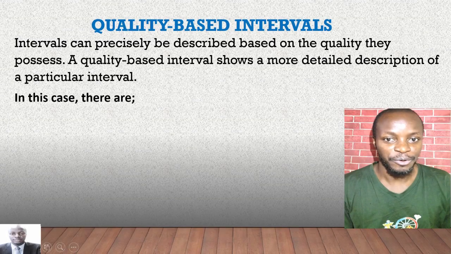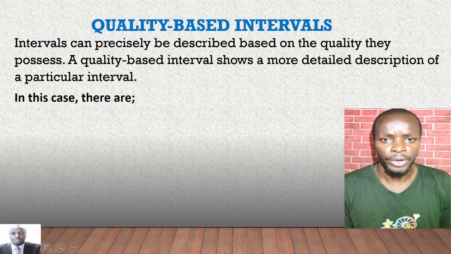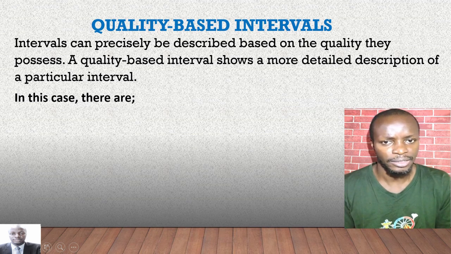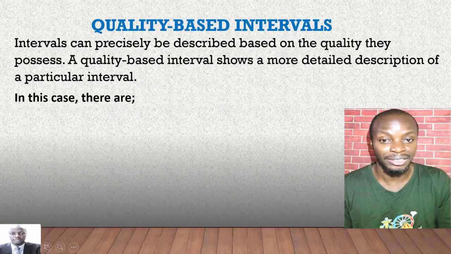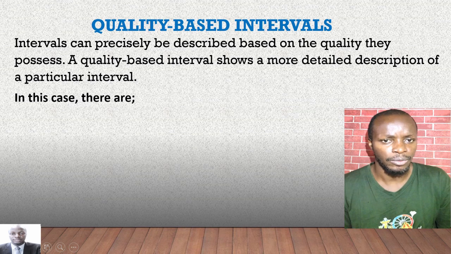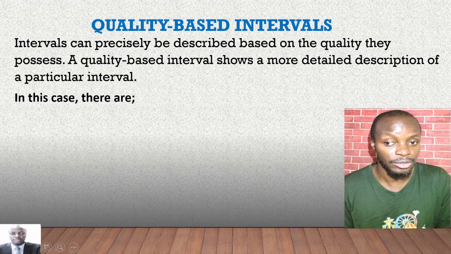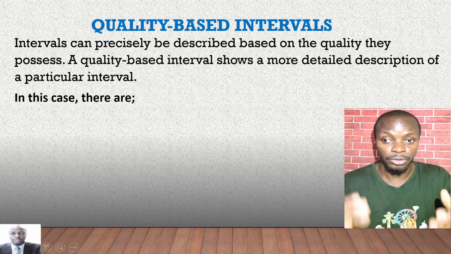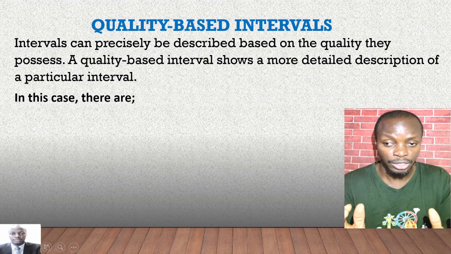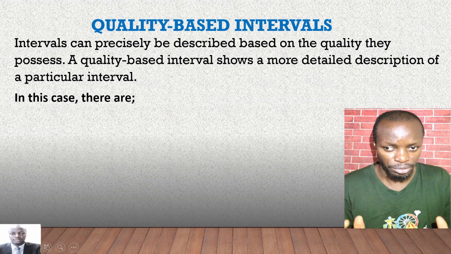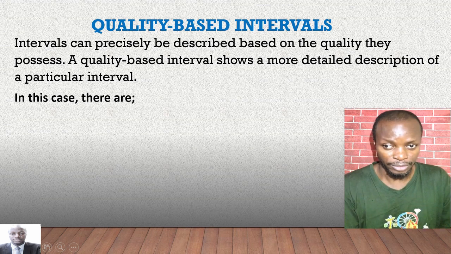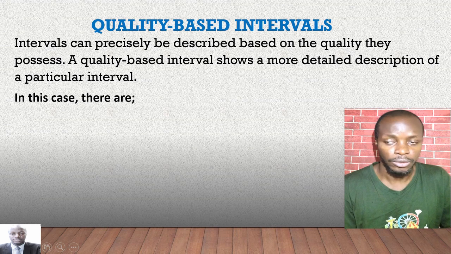Alright, let's talk about the quality-based intervals. We can describe an interval based on the specific quality it has, right? We can talk about the interval based on the precise and specific kind of size that we can find in between two pitches, right? This is no longer the number of notes or pitches between the two pitches. It's now the specific number of semitones that exist between the two pitches, and that is what the quality-based interval seeks to discover, right?